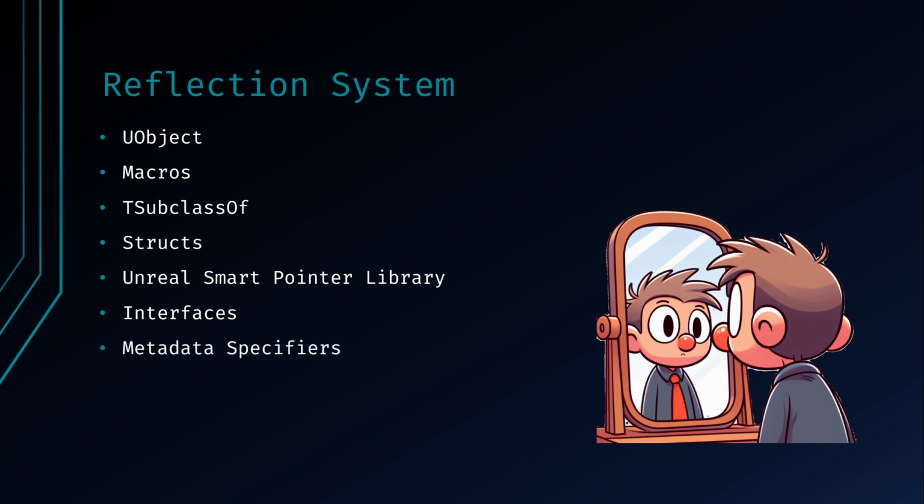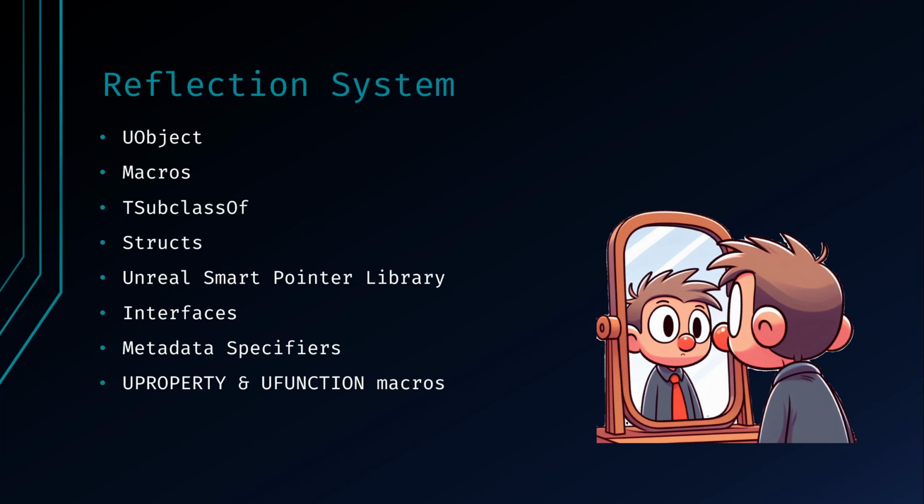Metadata specifiers control how classes, functions, variables, and other macros interact with the various aspects of the engine and editor. Each type of data structure or member has its own list of specifiers. UProperty and UFunction macros make Unreal aware of new classes, functions, and variables. Among other things, specifying a function or variable as a UFunction or UProperty allows them to be managed by the Unreal garbage collection system.